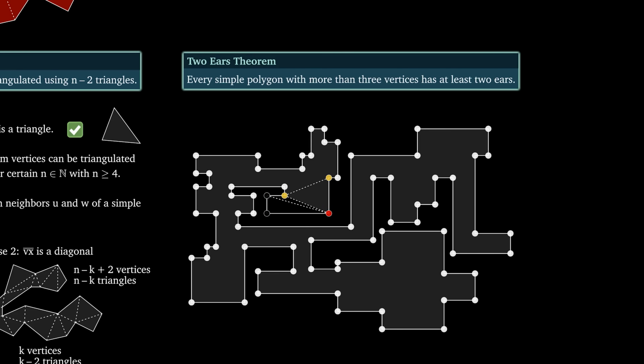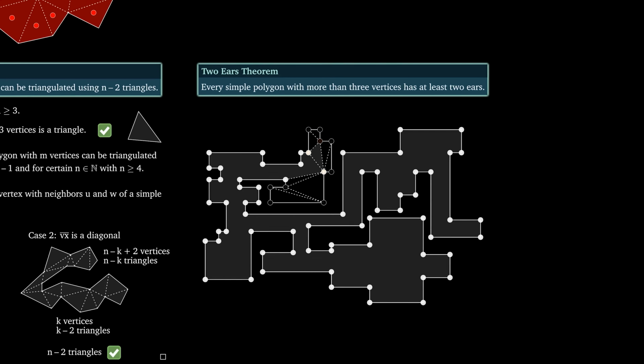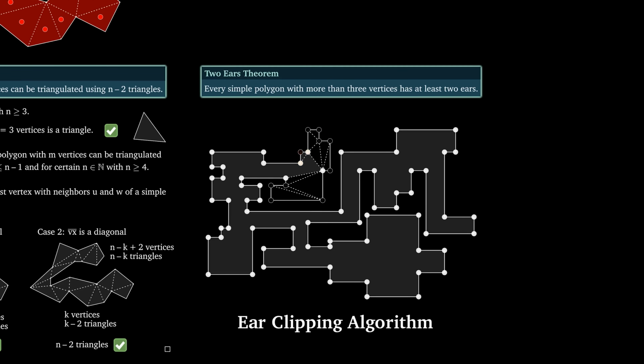Once a line between two neighboring vertices of an ear has been drawn, the ear is no longer considered a part of the polygon in the algorithm. It has basically been clipped off from the polygon. This is also what gives the algorithm its name, the ear clipping algorithm.